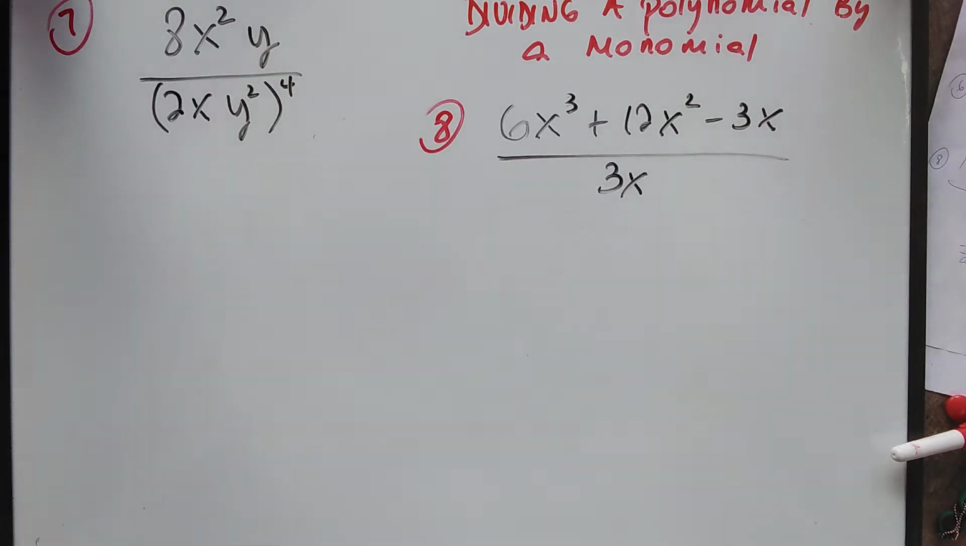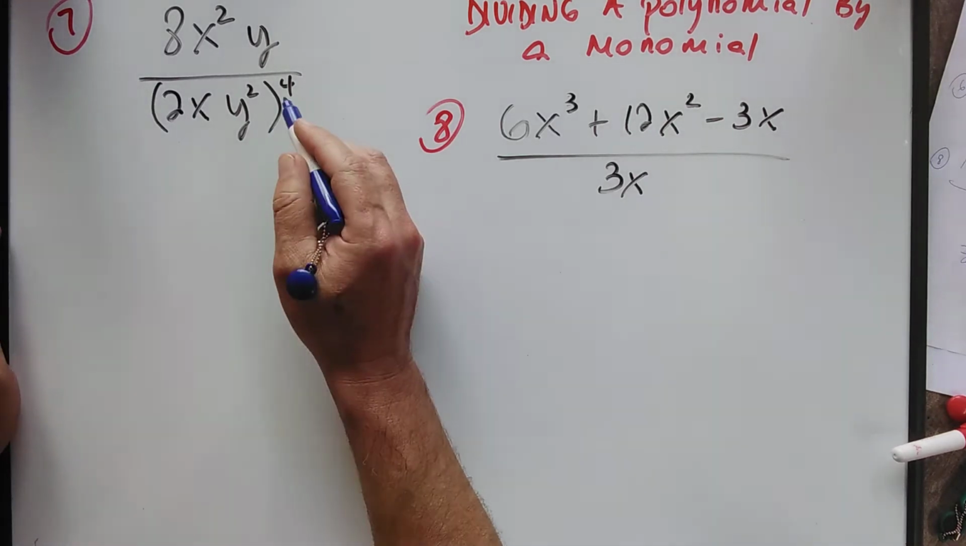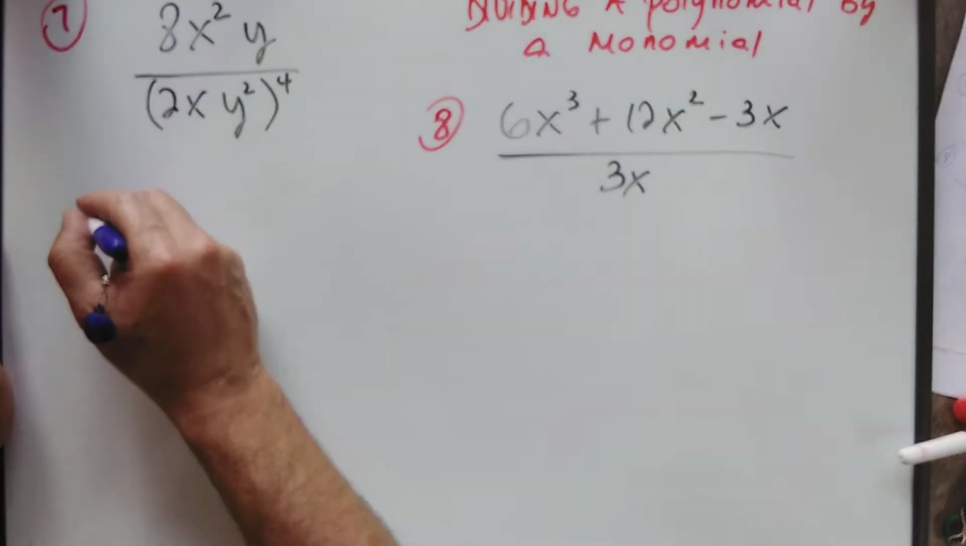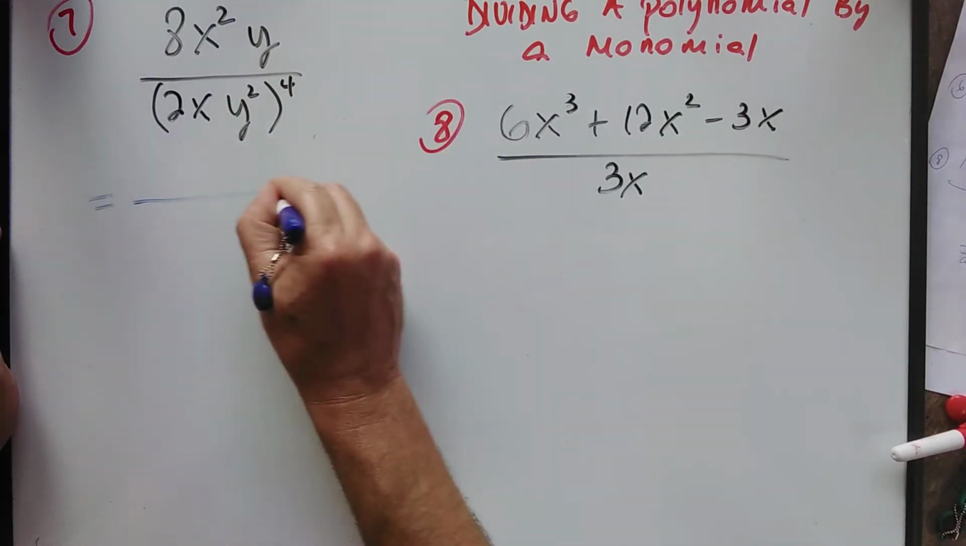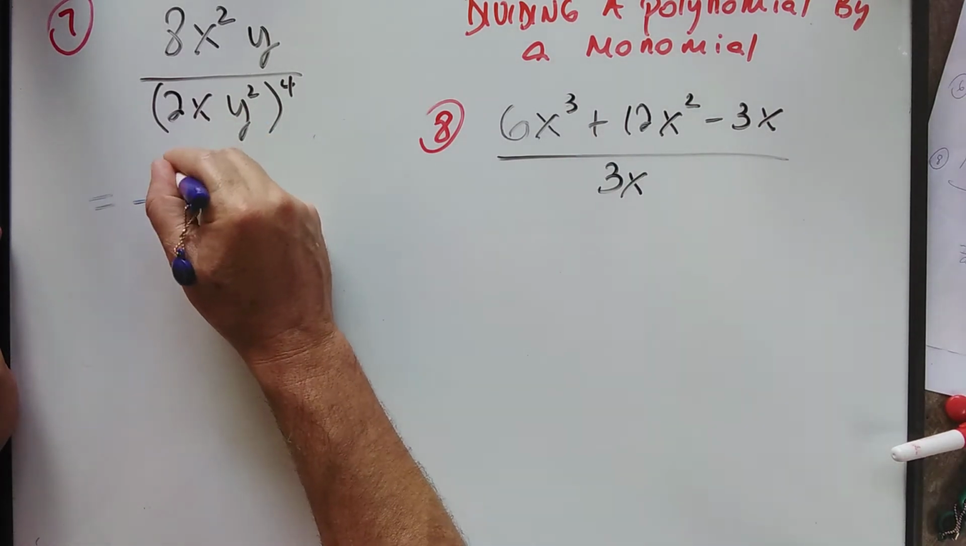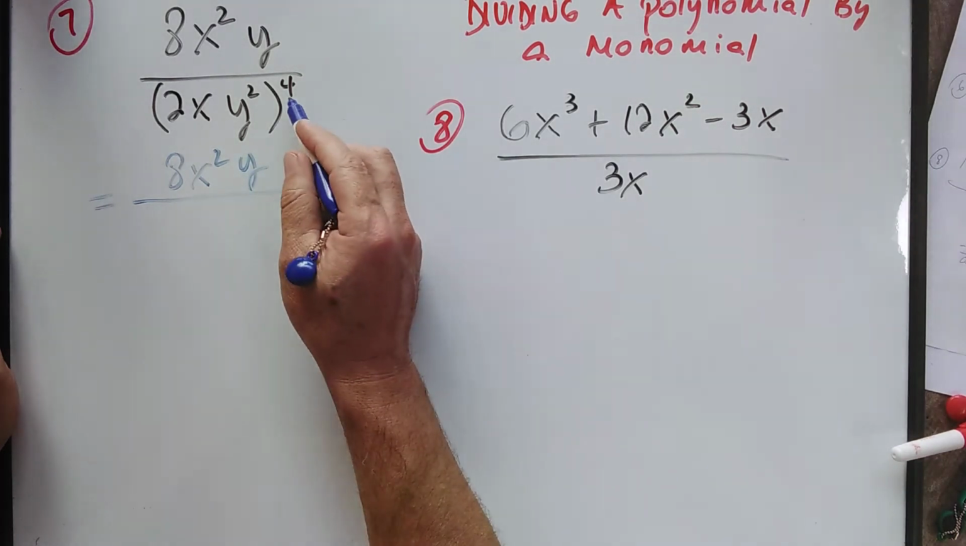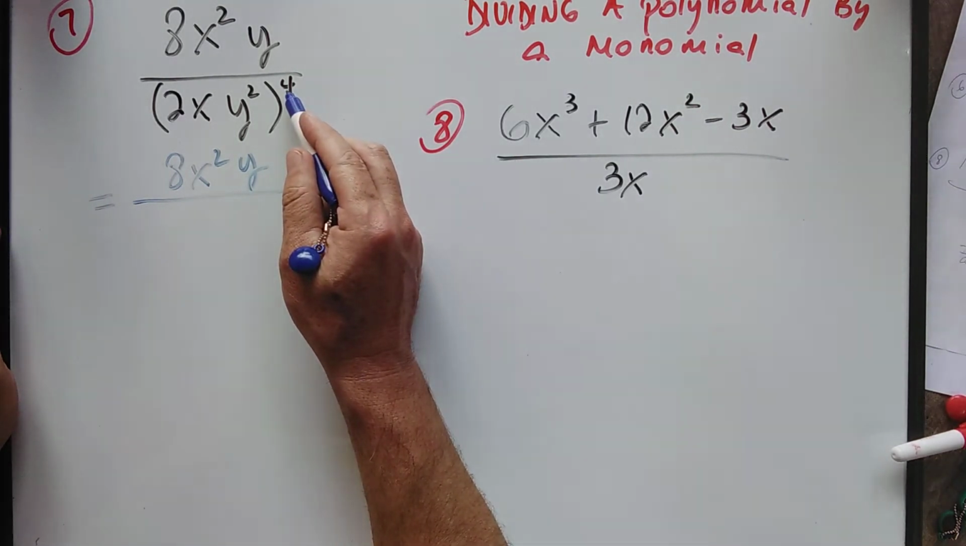Okay, so let's look at these examples now. Okay, number 7. The only thing that I see different is that now I see an exponent that is affecting the whole denominator. So what I'm going to do is write down the numerator, because that is not being affected by anything. And then I'm going to do the exponent right here.